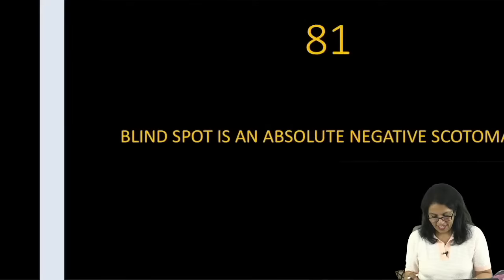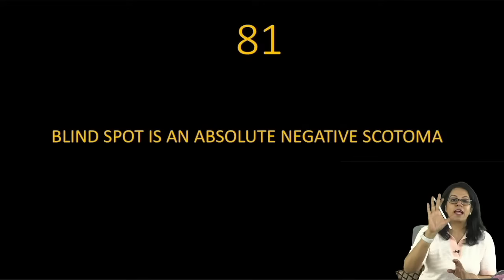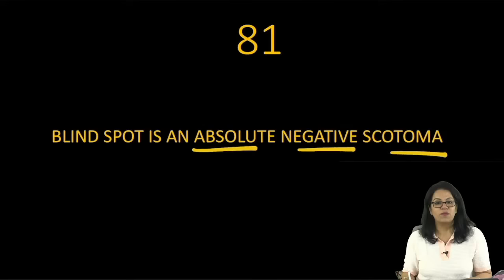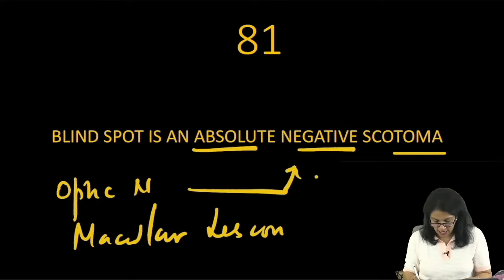Okay, next. Blind spot is an absolute negative scotoma. I hope you know absolute means in any condition we can't see in this area. Negative means there is no black patch, it's just a hollow. So, absolute negative scotoma. Remember, in optic nerve lesions, therefore, you will always get a negative scotoma. In macular lesions, any macular pathology, we always get a black patch, that is a positive scotoma.